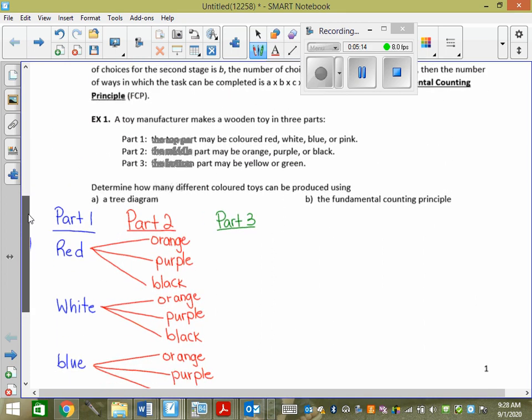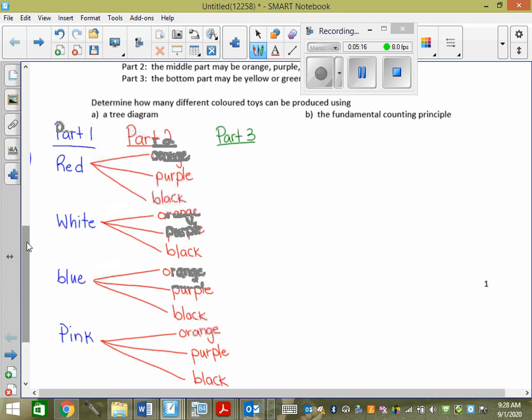Okay. Bottom part, yellow or green. So off of here, we have yellow, green.